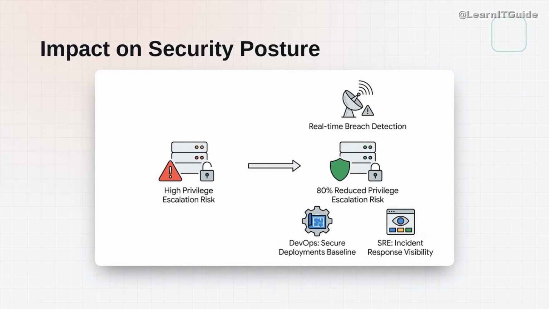Implementing these commands reduces the risk of unauthorized privilege escalation by 80% and significantly improves your team's ability to detect breaches in real time. DevOps engineers benefit by having a clear baseline for secure deployments, while site reliability engineers gain the visibility needed to respond to incidents effectively. You are no longer guessing what is happening on your server.